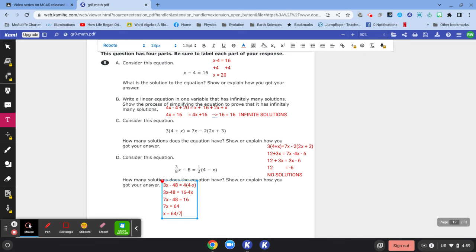And if I wanted to, I could turn that into a mixed number. That would be 9 1/7. All I had to do is divide 64 by 7. I get 9 with a remainder of 1, and that's where the 1/7 comes from. So that's my solution. I have one solution. And the way I know that is that my variables didn't go away, and I got a solution. And I hope that was helpful.